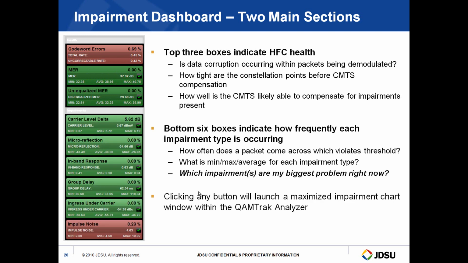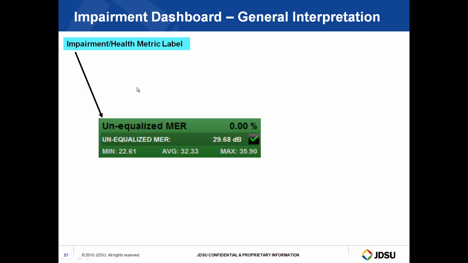The bottom 6 buttons indicate how frequently each type of impairment is occurring. What you're trying to get at here is which impairments are my biggest problems right now. If you have something turning red up here, a problem with one of your health metrics, what are the most likely impairments to be causing that? Now there's a lot of information contained within each one of these buttons. You see a lot of text here. So to deep dive into that, we'll take a look at the contents of each piece of this button.